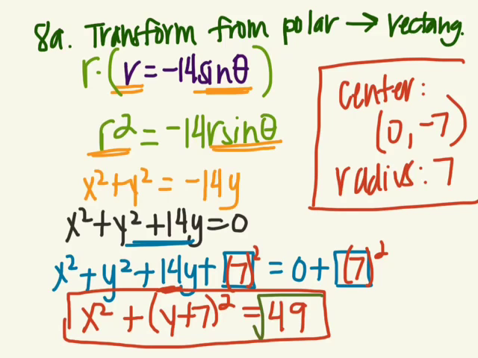Again, if you graph the original r equals negative 14 sine theta in your polar graph, it should correspond to these equations and this information.